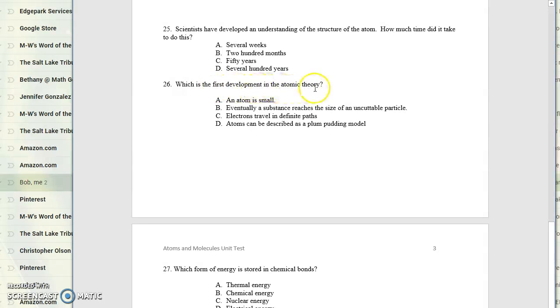26. Which is the first development in the atomic theory? A, an atom is small. B, eventually a substance reaches the size of an uncuttable particle. C, electrons travel indefinite paths. D, atoms can be described as a plum pudding model.